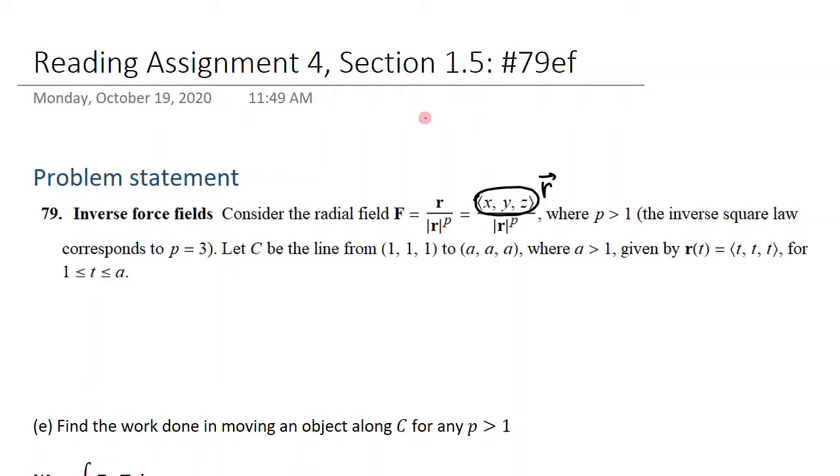That's because this R over magnitude of R to the power of P can be rewritten like this. You can single out R divided by magnitude of R, and then what's left is magnitude of R to the power of P minus 1. Now, this part is a unit vector that tells you the direction of F, and this part is the magnitude of F.